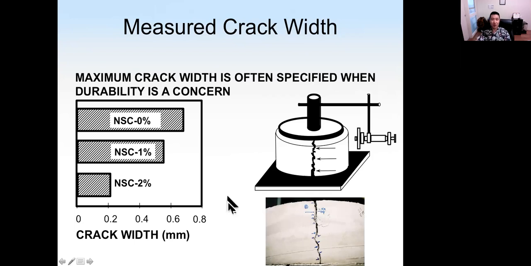Here, I just show an example of using the ring test to study the effect of some type of fibers, different dosages of fibers, on the size of the crack. If we increase a certain type of fiber from 0 to 1 to 2%, then the size of the crack will be smaller. So we can use this to quantify the shrinkage and also cracking in different types of concrete.